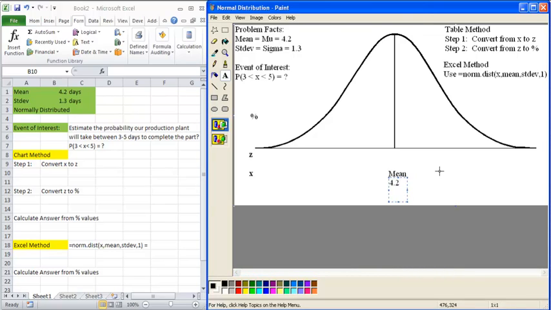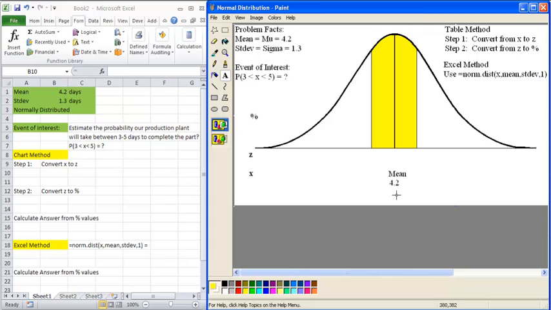We know that our mean is 4.2 and our standard deviation is 1.3, so I could fill those values in. But we're trying to go between 3 and 5 days. So if this is 4, 3 is going to be somewhere in here, right there, and 5 is going to be somewhere right in there. We're interested in what is between those two values. What is the probability? What's the area under the curve?